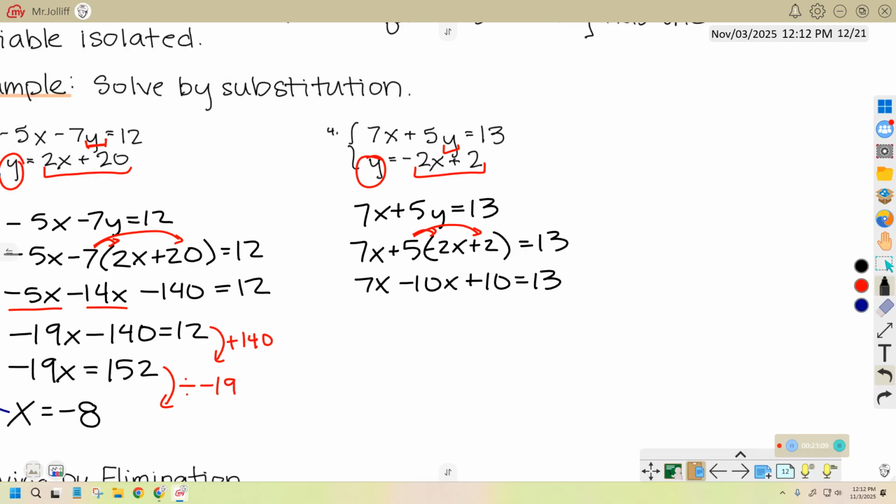I think I did that correctly. I see some nodding. Combine like terms. So 7 minus 10 is minus 3x plus 10 equals 13. I'm going to subtract 10 from both sides. -3x equals 3. I'm going to divide by -3. X equals -1. I think I did that correctly.